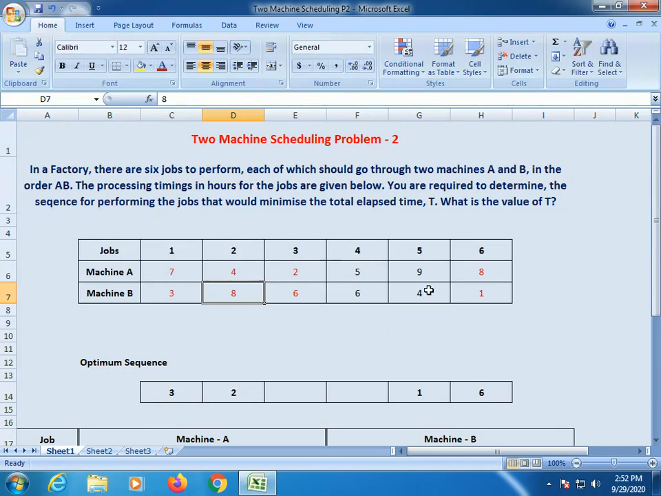Then we have the shortest processing time 4. Here again we have one more 4, so we take this, and this processing time is relating to machine B, and it is relating to job 5. So job 5 and machine B, since it is relating to machine B, we have to place the job from right to left side. So what is the job? That is job 5. This 4 processing time job is 5, so job 5 we place here, because this 4 is relating to machine B.